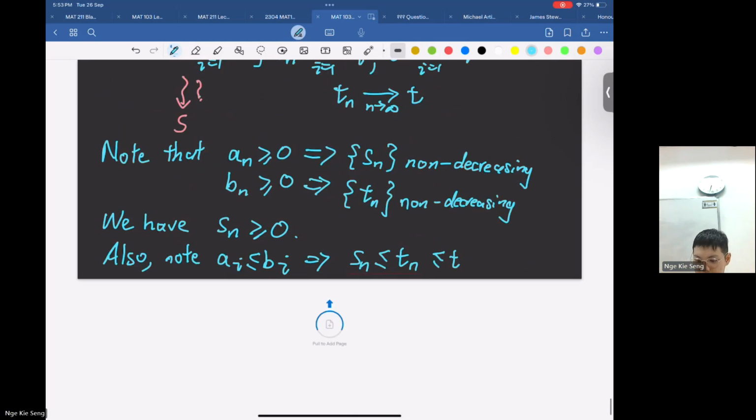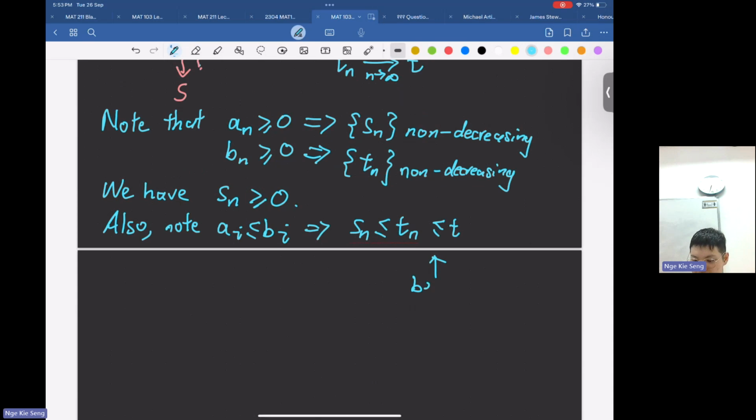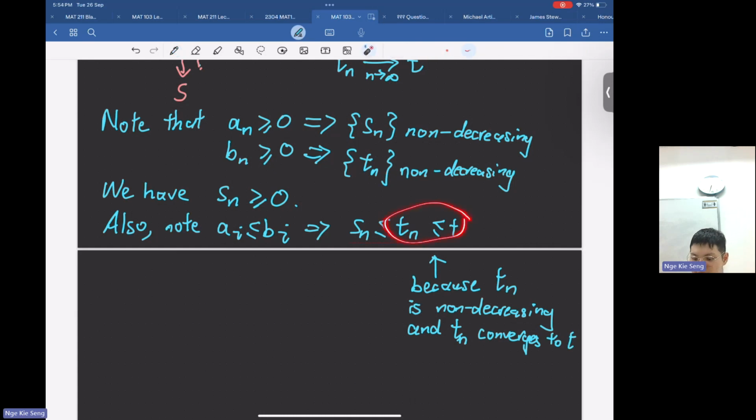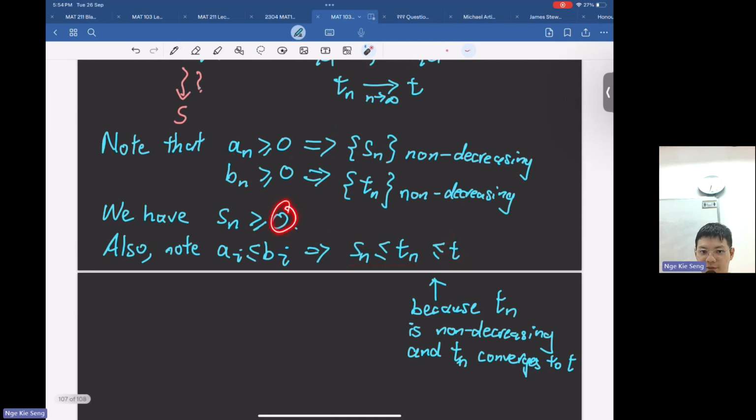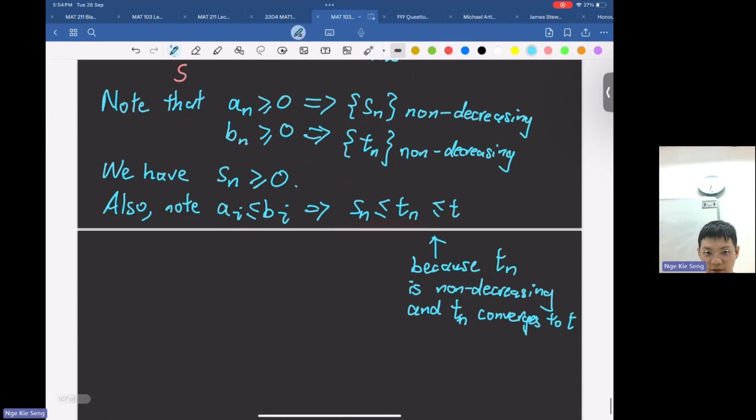Okay. Yeah. So because Tn is non-decreasing and Tn converges to T. Okay. So either it is T, or it is less than T. Okay. So it's bounded above by a constant T, which is the limit of my Bn, and then bounded below by 0. Okay, so in this case here, we are good now.